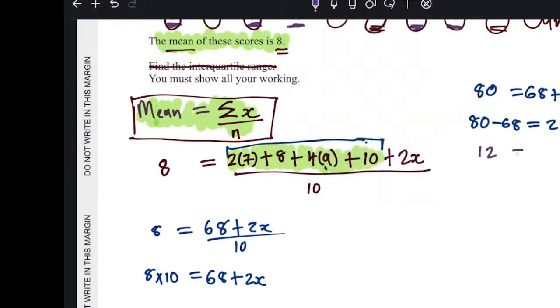So 12 is equal to 2x. Then you take 2 to the other side. 12 over 2 is equal to x. 6 is equal to x. So here it is. The mean is 6.